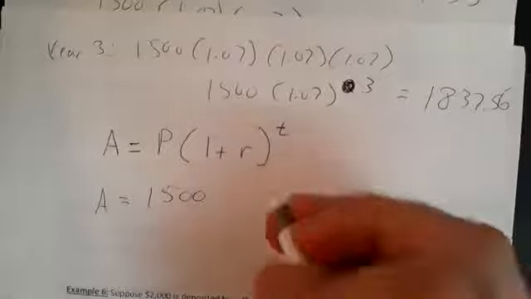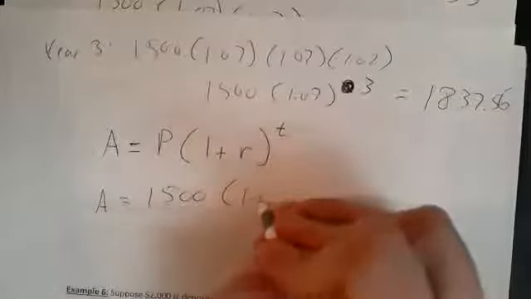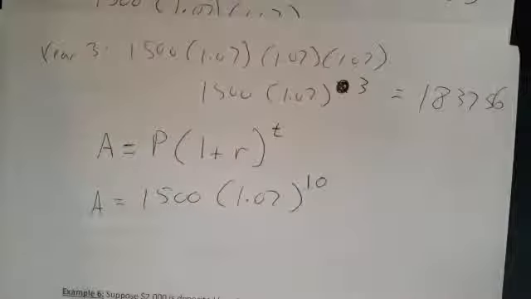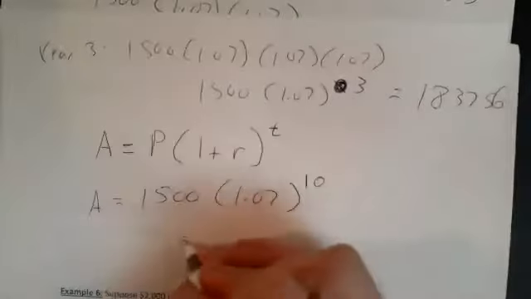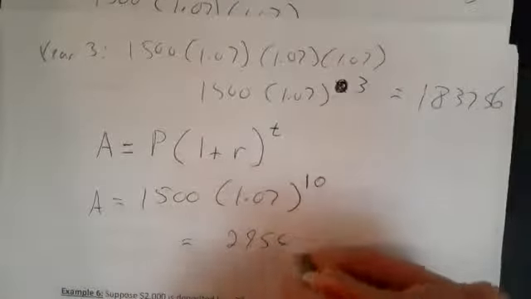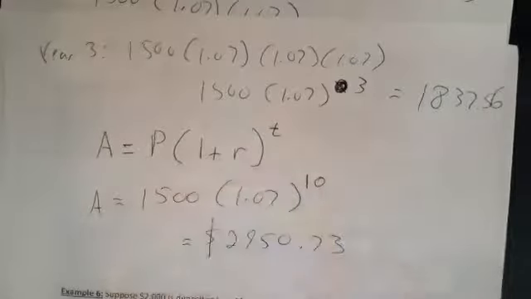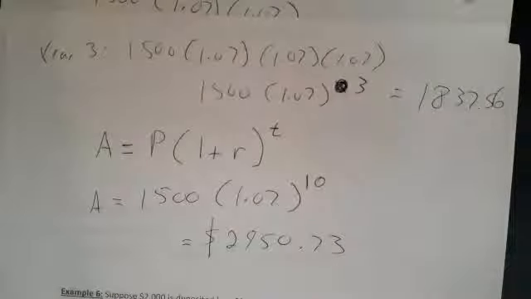We're going to do 1,500 times 1.07, and if we want to figure out for 10 years, we have to do it to the 10th. What is that? 2950.73, I believe. And we're talking about dollars.